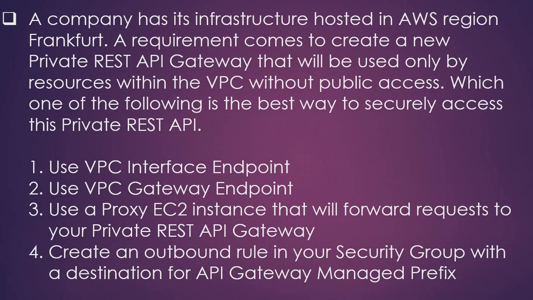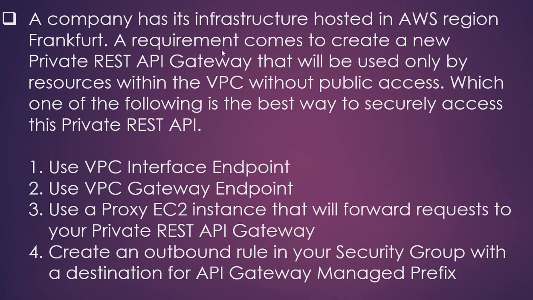Okay. This is a good question and has already come in AWS certification previously. The question is, a company has its infrastructure hosted in the AWS region Frankfurt. A requirement comes to create a new private REST API gateway that will be used only by resources within the VPC without public access. Which one of the following is the best way to securely access this private REST API?